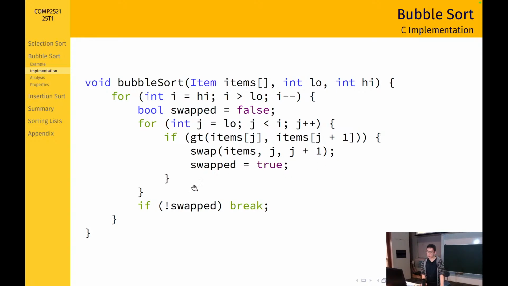Okay, and the purpose of the swapped variable is to keep track of whether we've made a swap during a particular pass. So here, if we swap an item, we set this variable to true, and at the end of the iteration, if we haven't made any swaps, then we break, because that means we haven't swapped anything. That means the array is sorted.